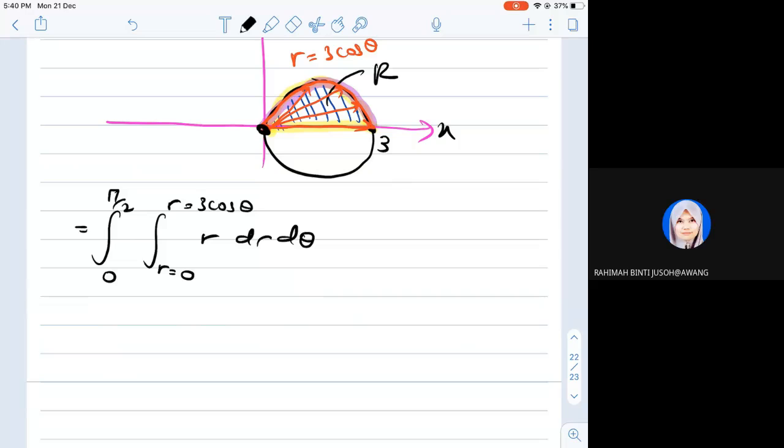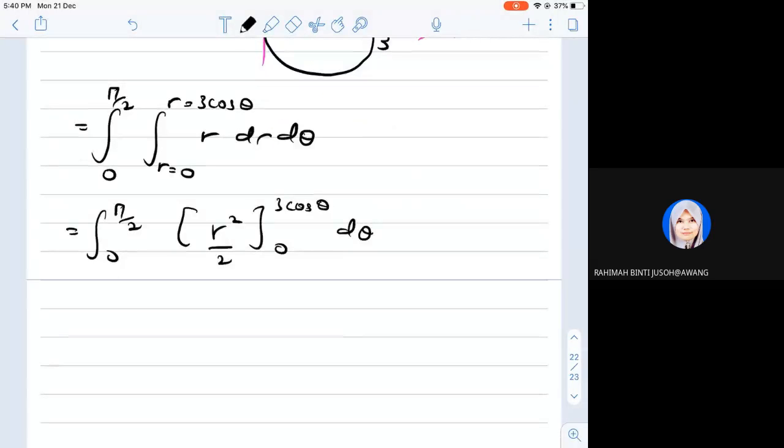Yes. Okay, good. So next, let's proceed. From 0 until pi over 2, we have r squared over 2, substitute 3 cos theta, d theta. So we have 9 over 2, right? So 9 over 2, from 0 until pi over 2, cos squared theta d theta.